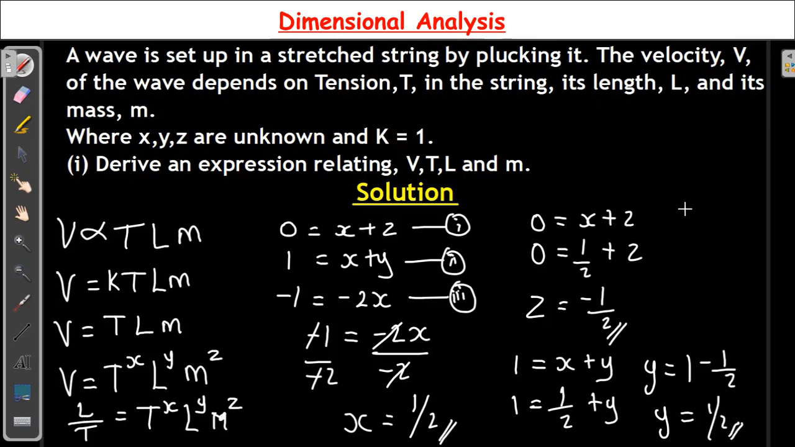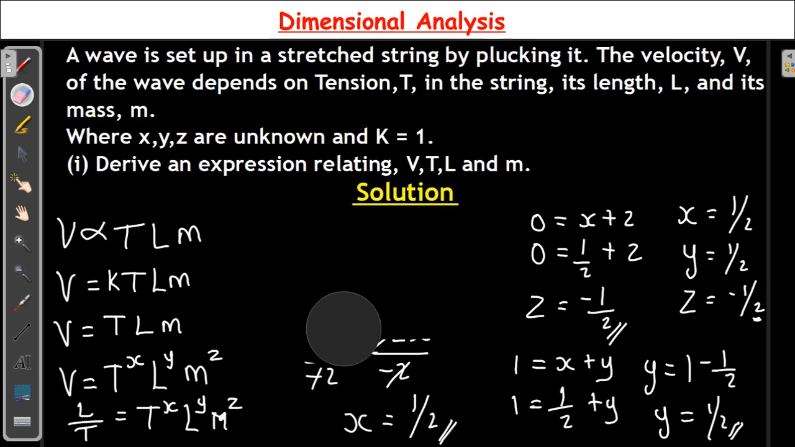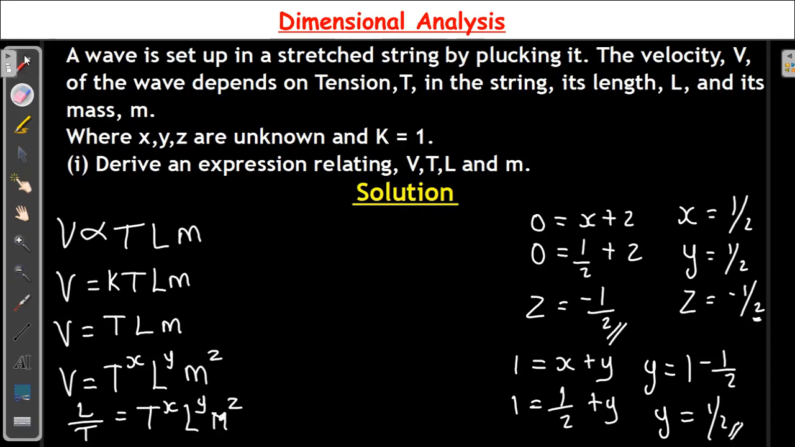Okay, with this, we've gotten the value of x as half, the value of y as half, and the value of z as minus half. So input the value of x, y, and z into this expression. The expression is v is equal to t to the power of x, l to the power of y, m to the power of z.